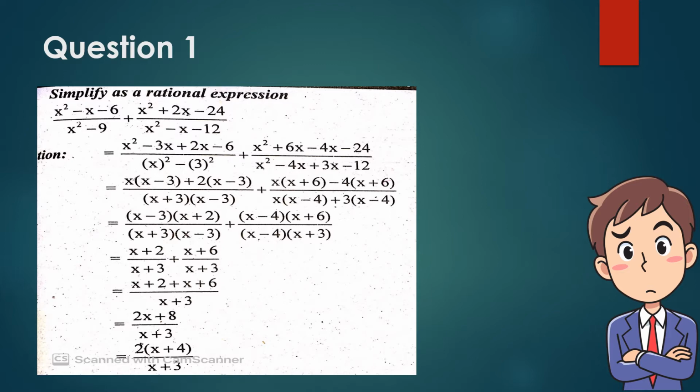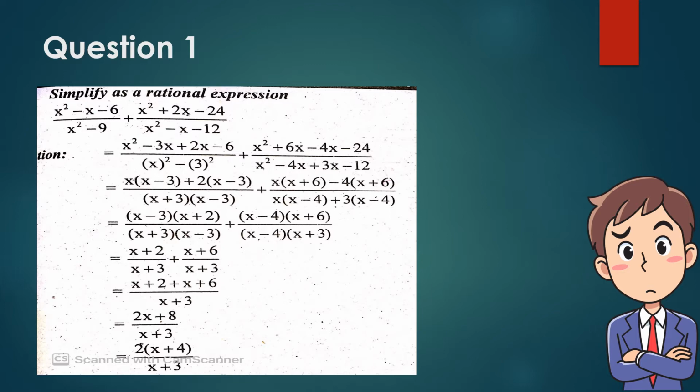In the second fraction you have x square plus 6x minus 4x minus 24. Again you have applied the midterm method, and then in the denominator you have x square minus x minus 12. You have applied the midterm method here also, x square minus 4x plus 3x minus 12. Now we will get the common terms. So x will be common here, and we will get x minus 3, and again we will take 2 common, and we will be left with x minus 3.